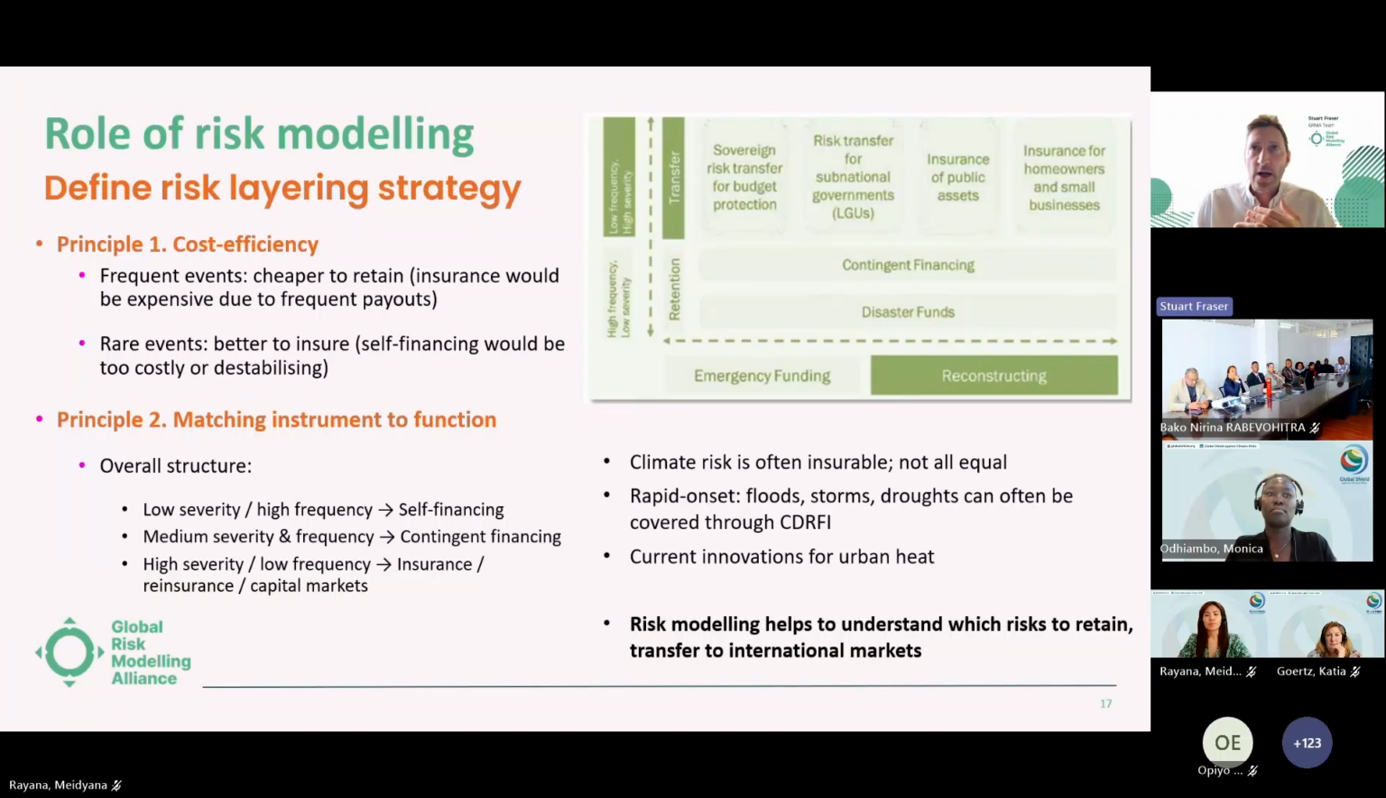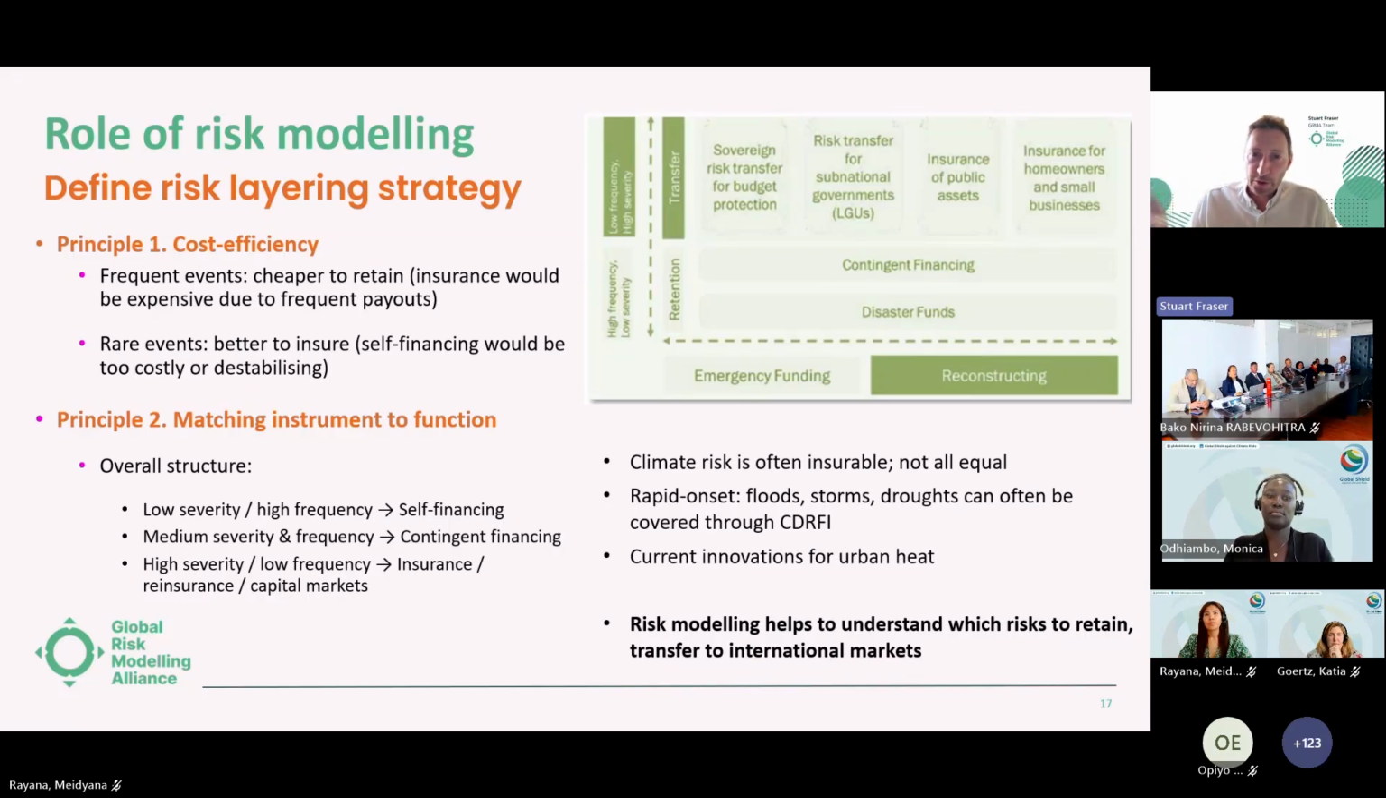And those are more manageable with local funds by retaining the risk, so the government can keep enough funds in their budget to pay for those small events. So that's the layer that is disaster funds. Then you have more expensive events that become too expensive for the government to cover just themselves in their National Reserve Fund, for example.